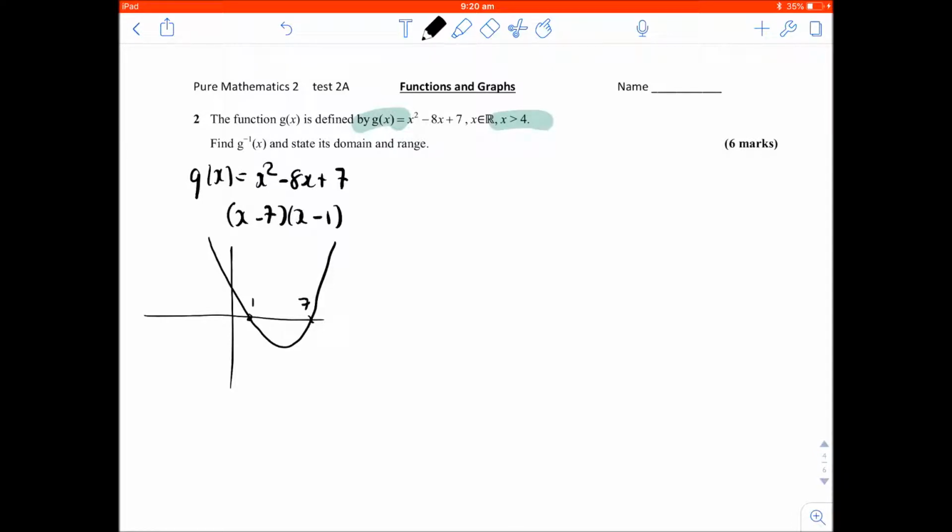Now, as my domain has to be strictly greater than 4, if I've got the point 4 in here, what I'm saying is that this part of the graph does not exist anymore, or the whole thing doesn't exist anymore. So let's just scribble it out like that. So I'm only looking at the right-hand side of the graph for my potential range.